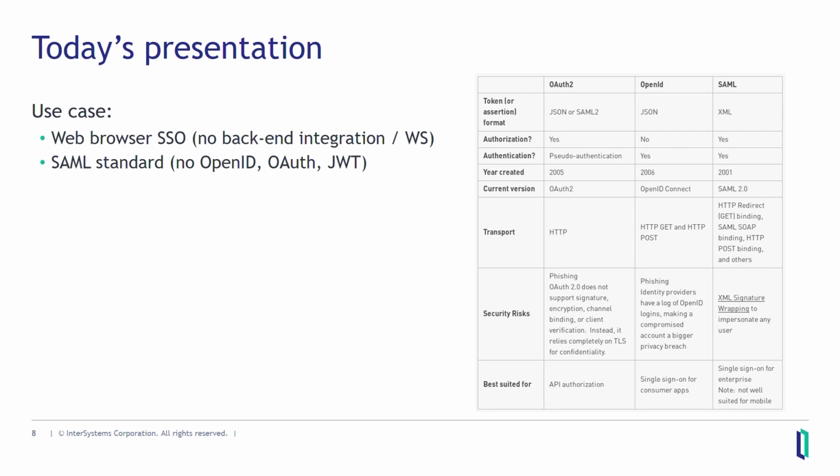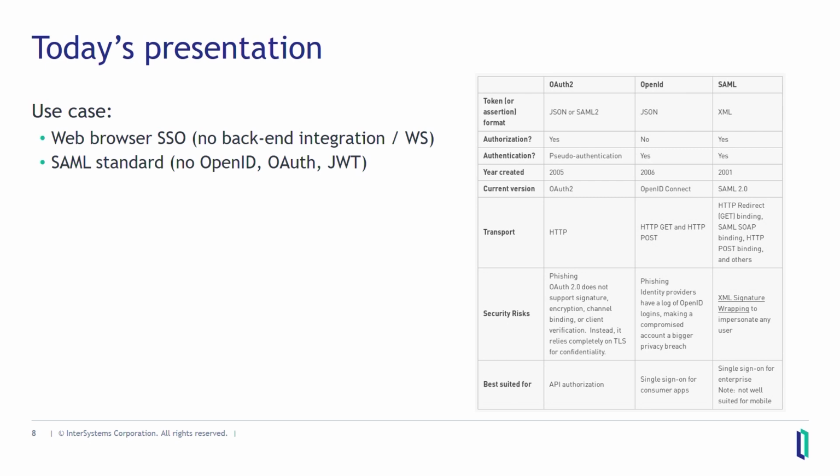So for today's presentation, I will just talk about web browser single sign-on. I will not discuss the back-end integrations, web services, or other things that I mentioned as the traditional ways. And I will focus on the SAML standard, but the same would apply, of course, to OpenID, OAuth, and other JSON-based transactions. I've put here on the right a table putting together the differences between OAuth, OpenID, and SAML for reference. I didn't make this one, by the way. It's something I found online, so it's not anything that InterSystems made up.